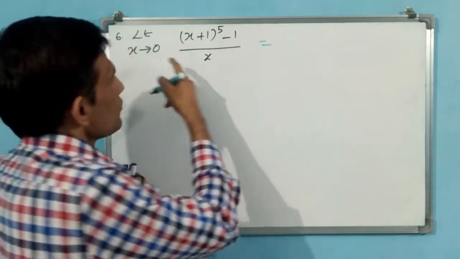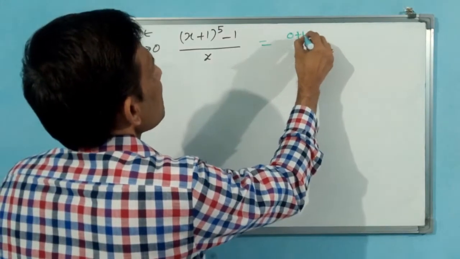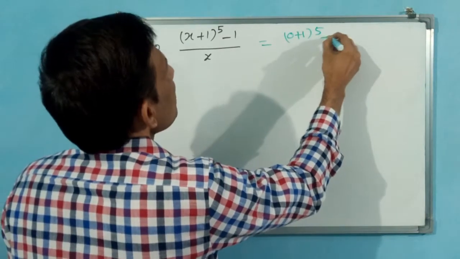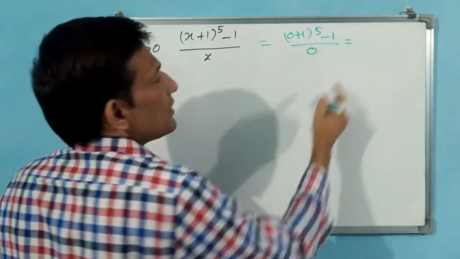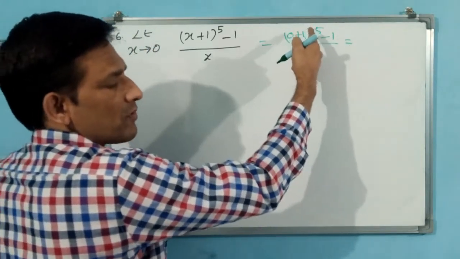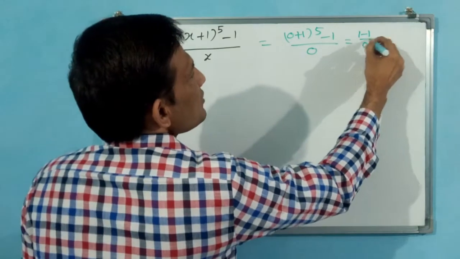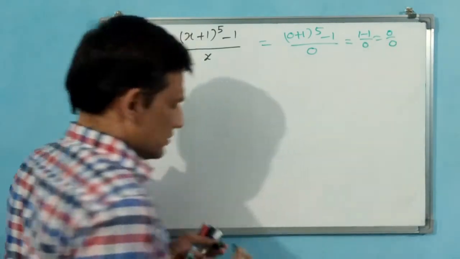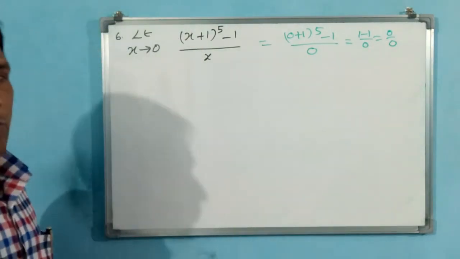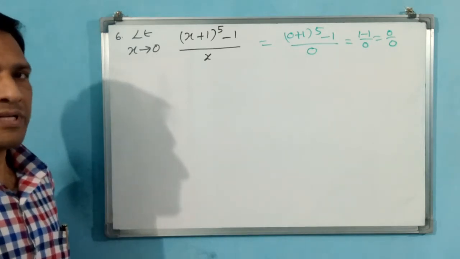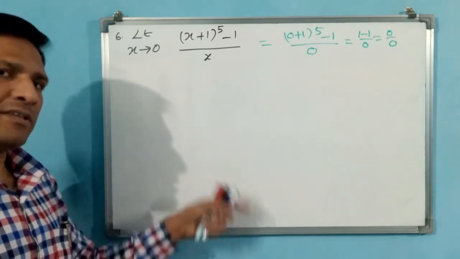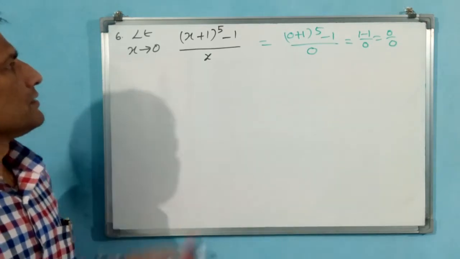See, you substitute 0. If you substitute 0, what will happen? It becomes 0 plus 1 to the power of 5, minus 1, by 0. See, 0 plus 1 is 1, 1 to the power of 5 is 1, 1 minus 1 by 0, that is equal to 0 by 0. But we have to avoid 0 by 0 cases. The third case, 0 by 0, has to be converted into either the first case or the second case. Okay, see how to do it here.